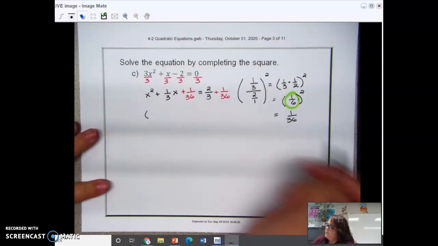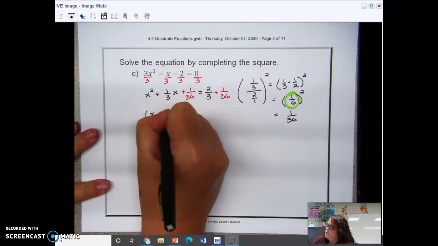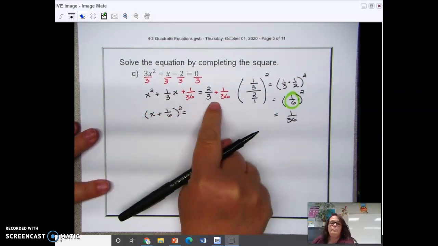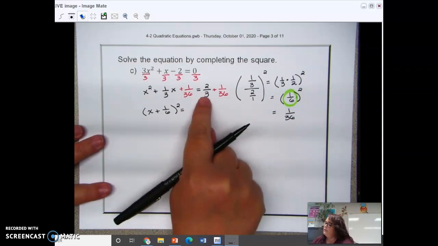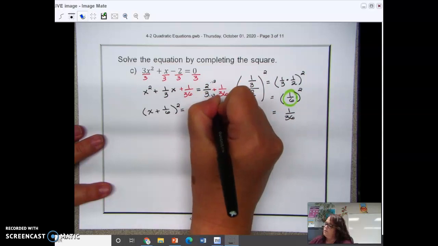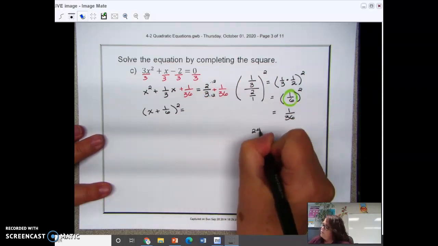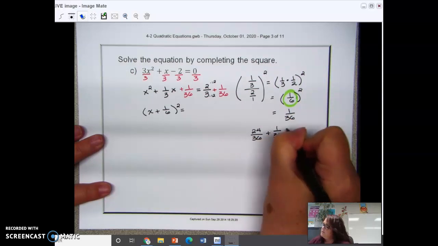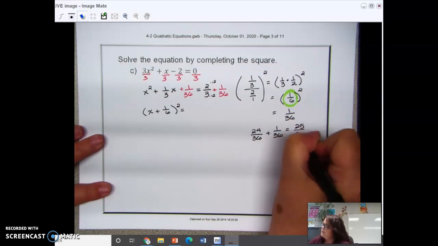So this side gives me X plus 1 over 6 squared equal to, and again, if you can plug this into your calculator, totally do it. If not, I noticed that I can multiply the top and the bottom by 12, and I get 24 over 36 plus 1 over 36 gives me 25 over 36.